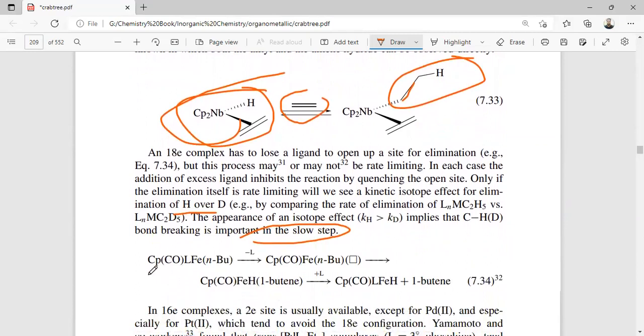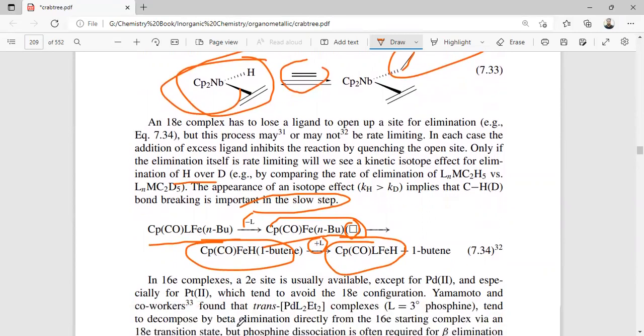Here for this reaction, the first L is dissociated from the metal center, which creates a vacant site at the metal center. Then metal beta hydride elimination occurs. Then 1-butene and metal hydride form. Then this 1-butene is left over from the reaction, and again the L ligand associates to form this final metal hydride species. In a 16 electron complex, a 2 electron site is usually available, except for palladium(II), especially platinum(II), which tend to avoid the 18 electron configuration.